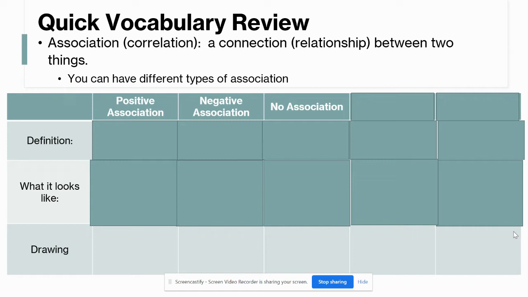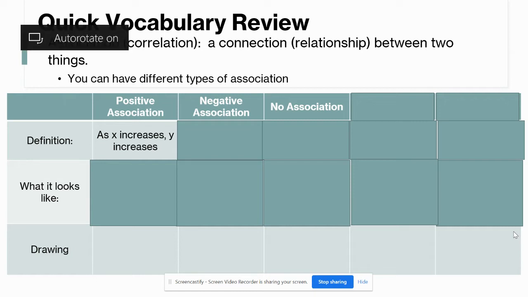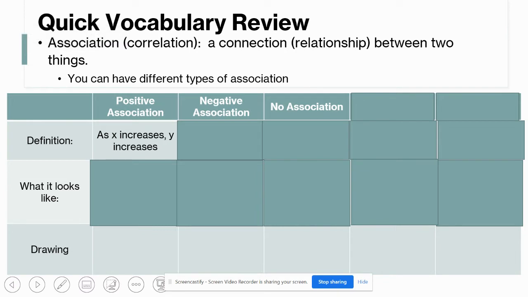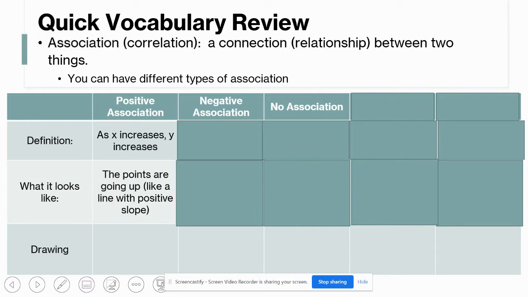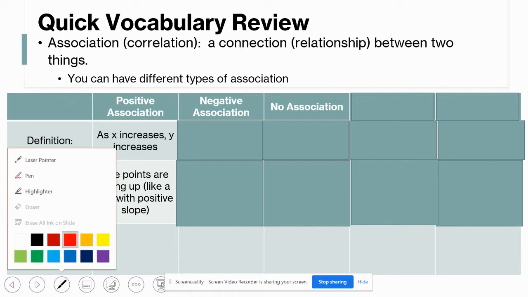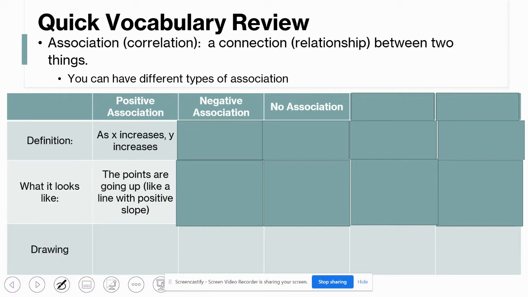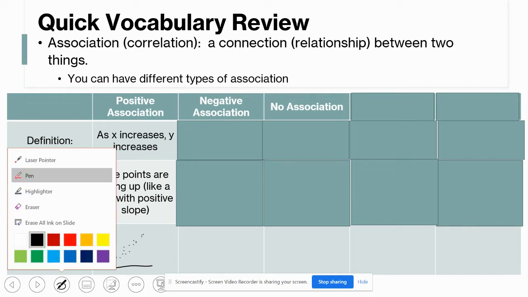So we can have positive association, which is as X increases, Y increases. So they are both going up. What it looks like is the points are going up like a line with a positive slope. So let's go ahead and draw what that should look like. So here's my quadrant, and I just have a lot of points that are going up. Great.